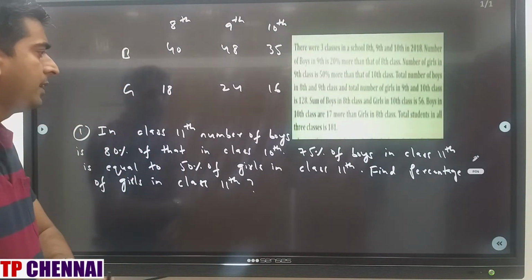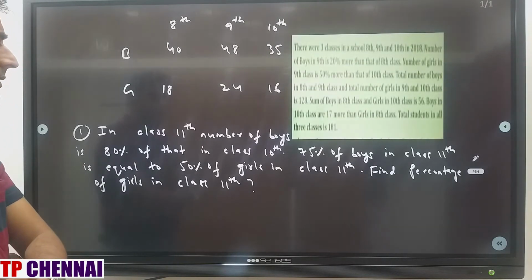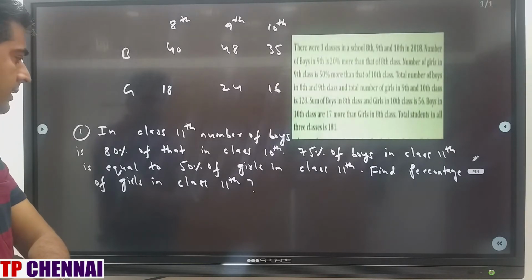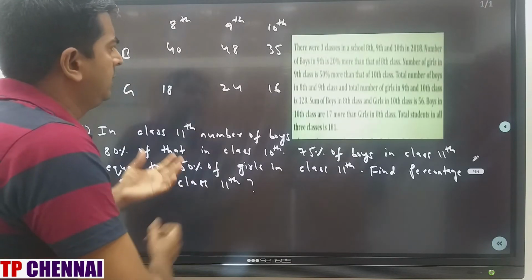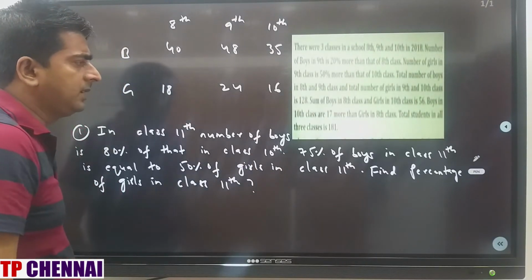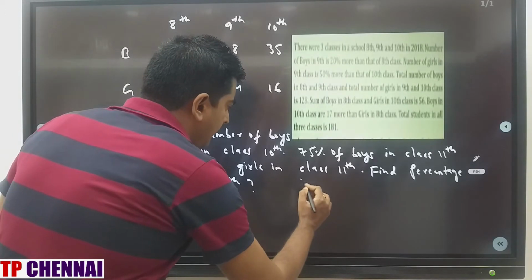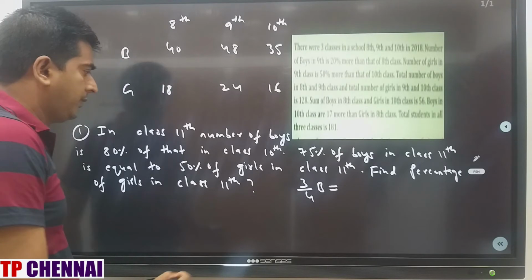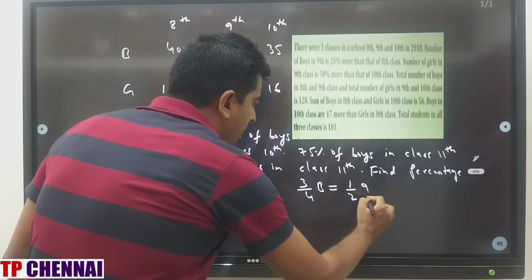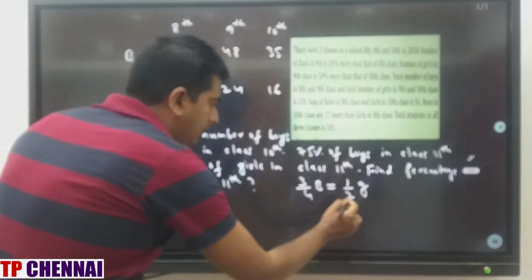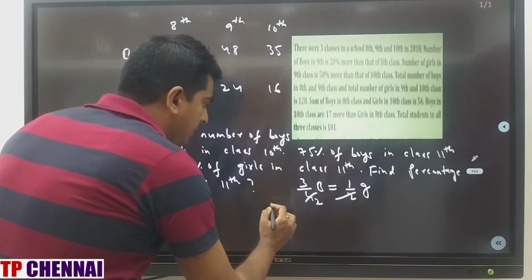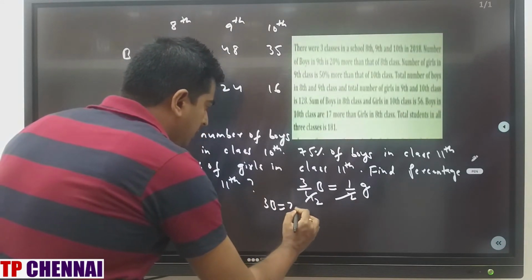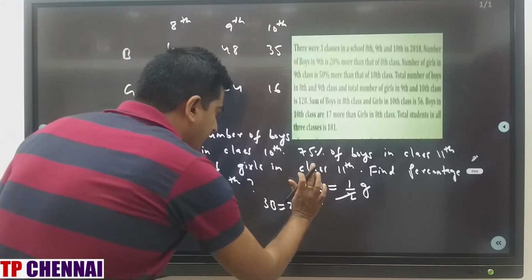In class 11, the number of boys is 80% of that in class 10. 75% of boys in class 11 is equal to 50% of girls in class 11. Find the percentage of girls in class 11. So that means we don't need to worry about this data. What have they given you? 75% of boys in class 11, that means 3 by 4 of boys in class 11 is equal to 50%, 1 by 2 of girls in class 11. So the 2s cancel, so this will be how much? 3 boys is equal to 2 girls, right?